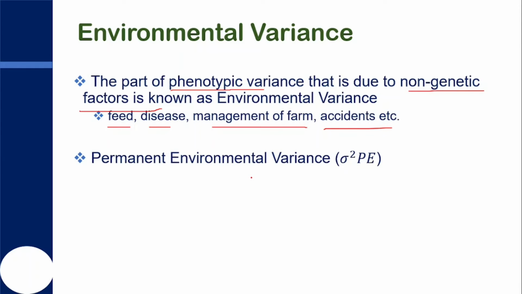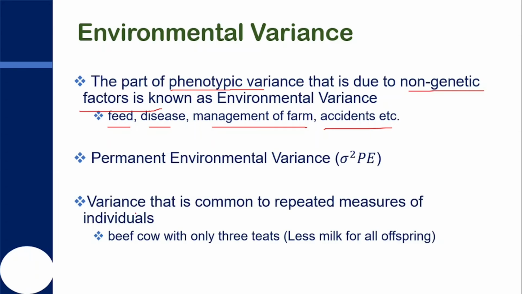Now we will discuss the permanent environmental variance. What is the permanent environmental variance? It is the variance that is common to the repeated measures of an individual. For example, consider a beef cattle with only 3 teats.